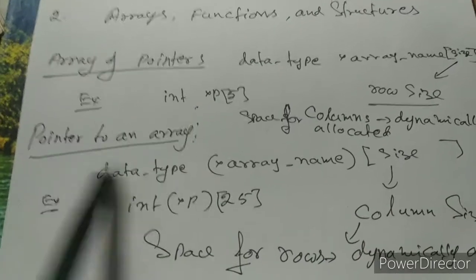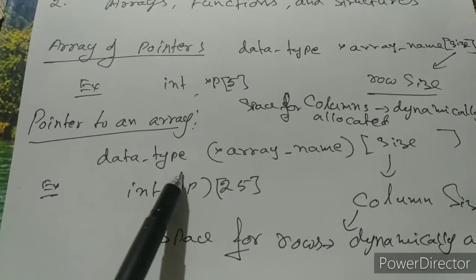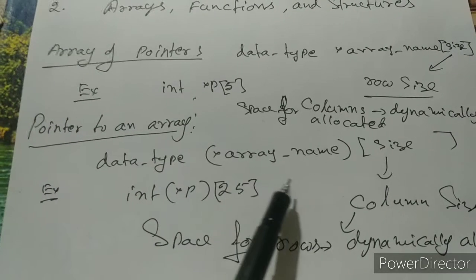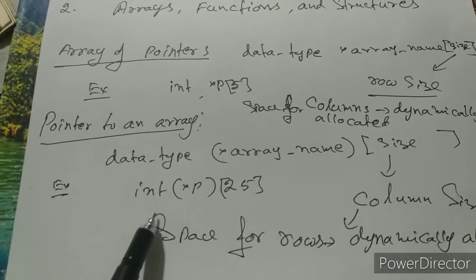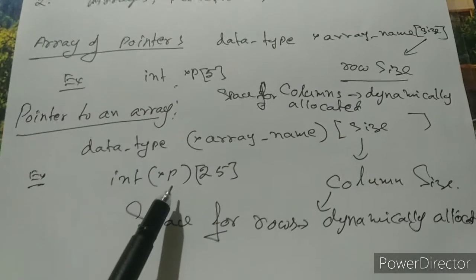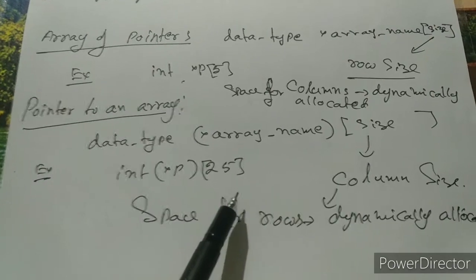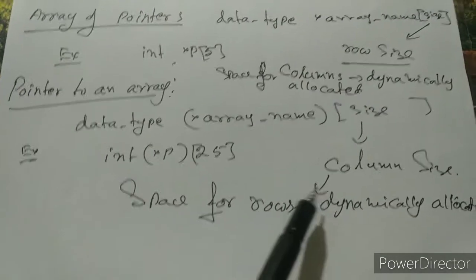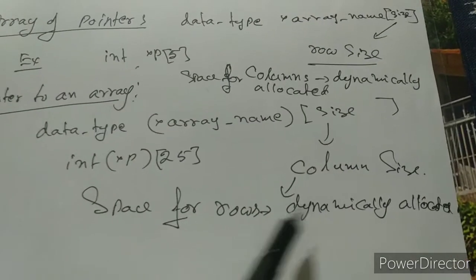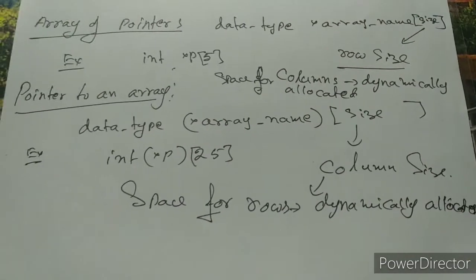Here, pointers to an array can be represented like this: data type *array_name[size]. Here, int (*p)[25] is a pointer to an array of 25 elements. This is the column size, here we are representing the column size. The space for the rows is dynamically allocated.